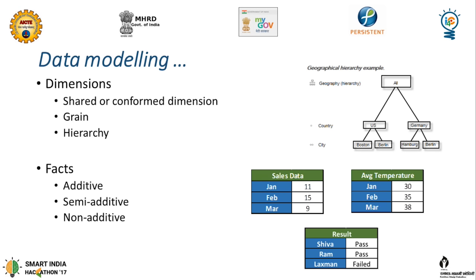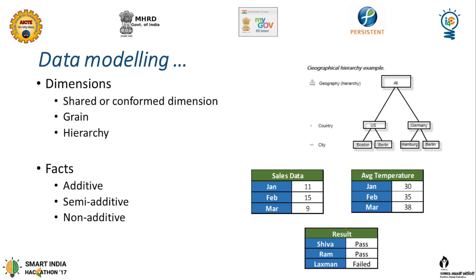Now we will move to the next concept, that is hierarchy. Again we will go back to the picture on the right hand side. It shows that I have all, below that I have a country, and below that I have a city. So it is a natural hierarchy. Anywhere you come across data, you will find there are different natural hierarchies, or sometimes logical hierarchies which are created for business purposes.